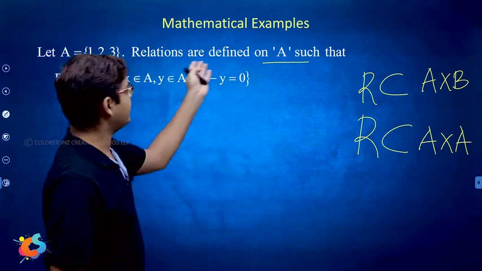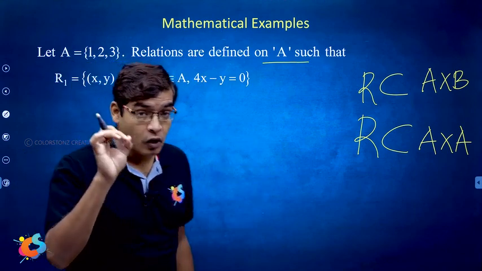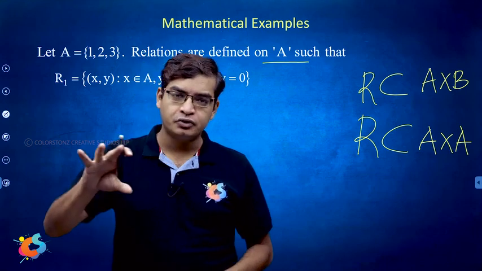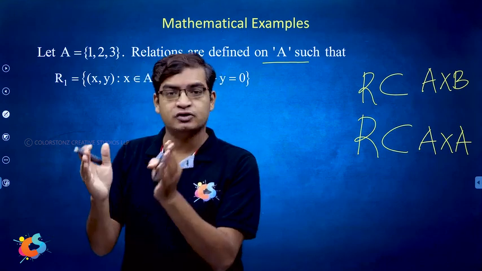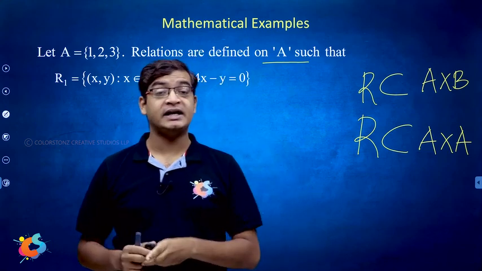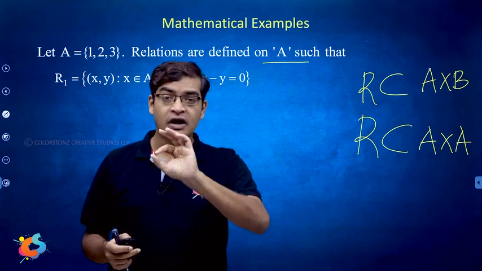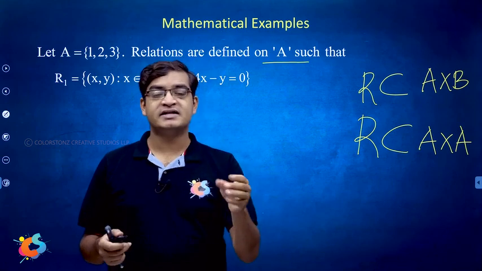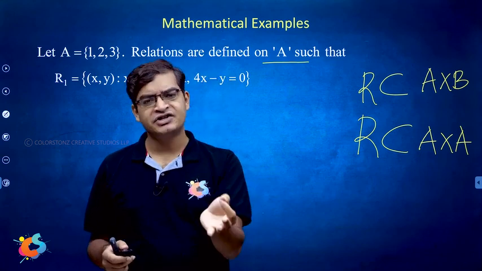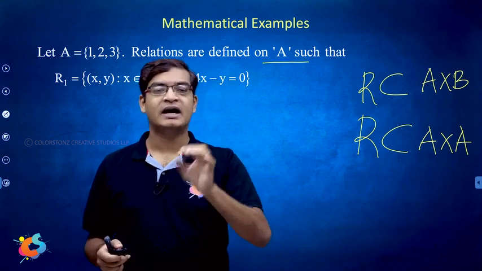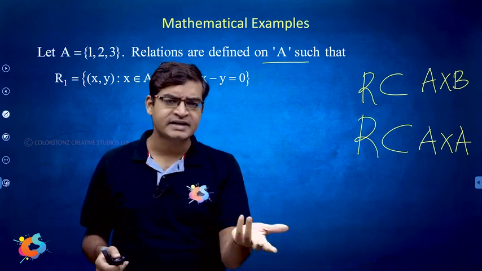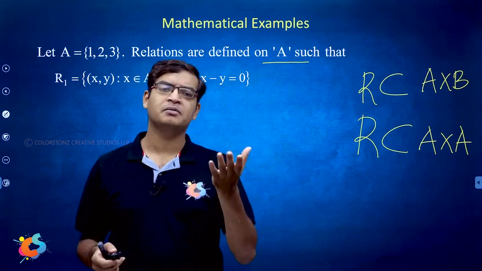Okay, so therefore here we are defining relation on A, and these types of relations are what we are going to see throughout the class 12 part of relations. Whatever you are going to study in class 12 part of relations, in all of the places you will have relations which are defined on one single set. Relation, if it is defined on A, means our relation is a subset of A cross A. If relation is defined on set B, then our relation is a subset of B cross B.